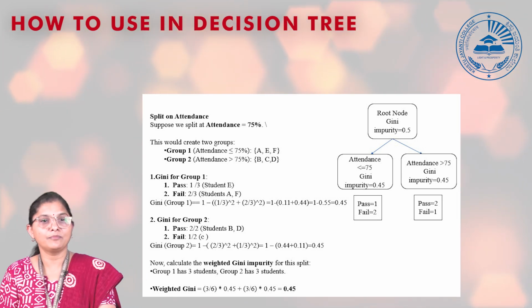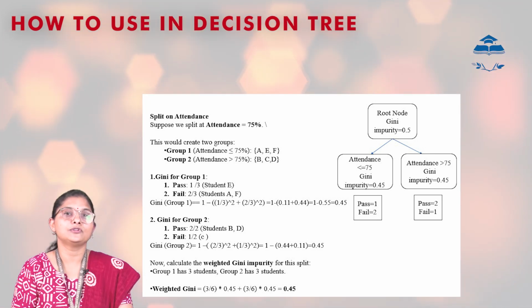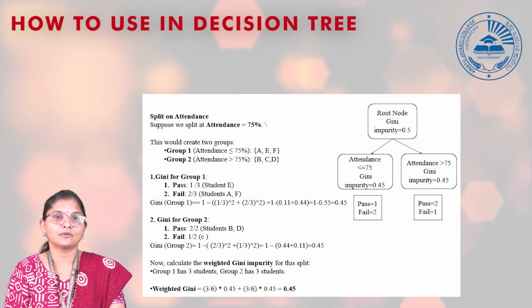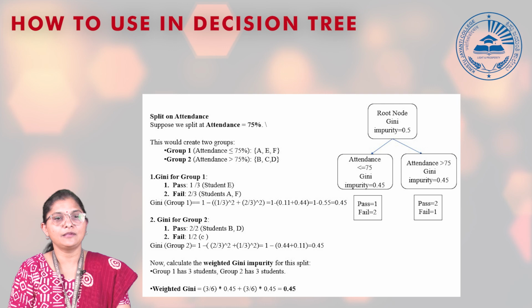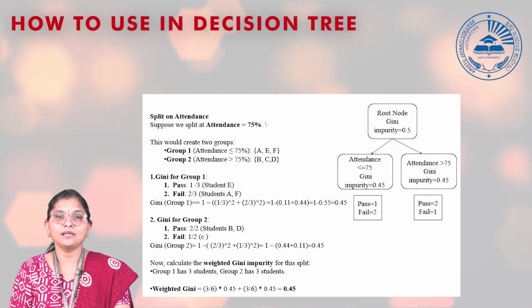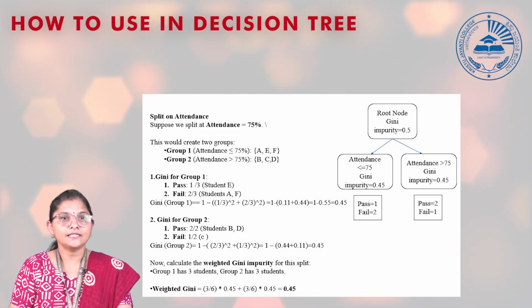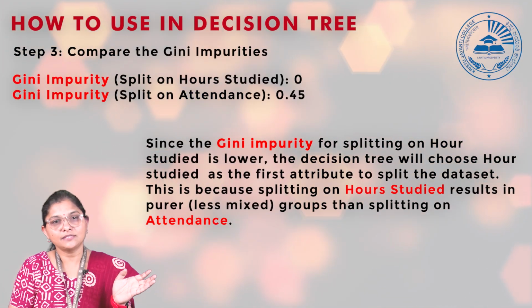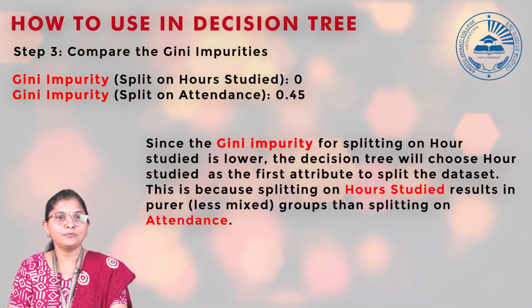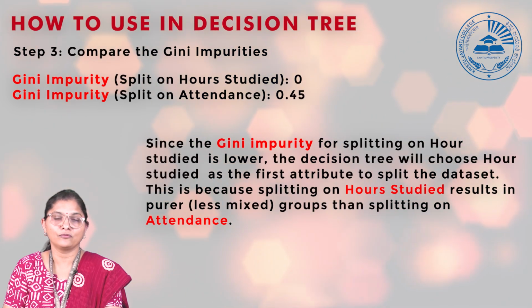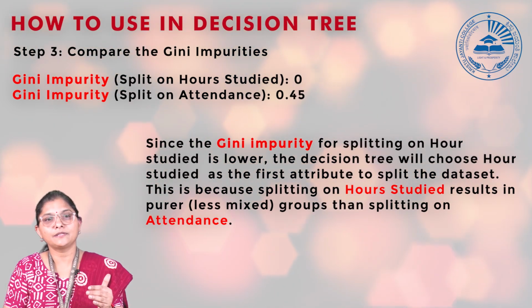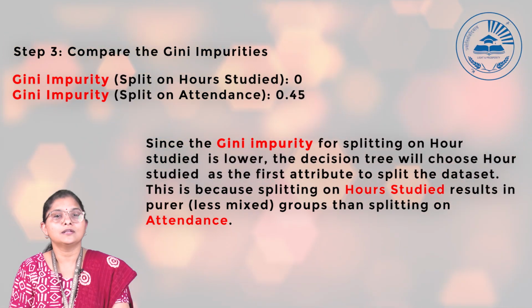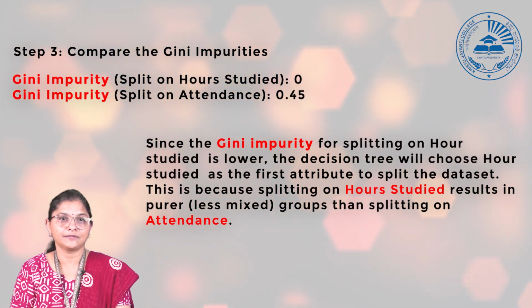Now the weighted Gini impurity would be 3 by 6 into 0.45 plus 3 by 6 into 0.45, which equals 0.45, since the Gini impurity value for both groups is the same. So we get the weighted Gini impurity 0.45. The next step is to compare the Gini impurities. The Gini impurity based on hour studied is 0, and the Gini impurity based on attendance is 0.45. As per the concept, the node which has the lower Gini impurity value is chosen for further split.